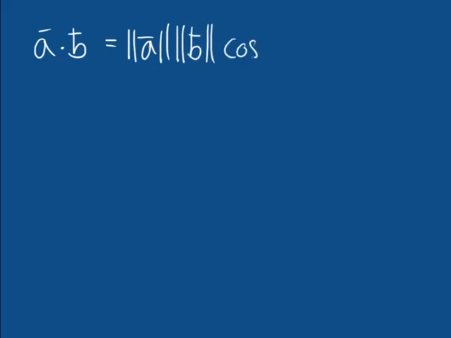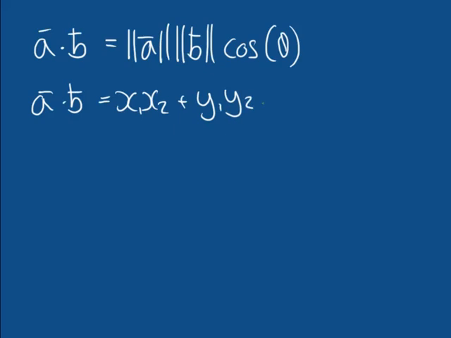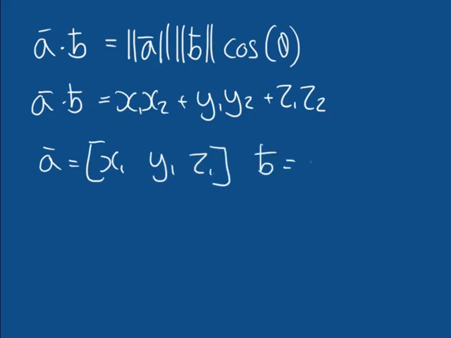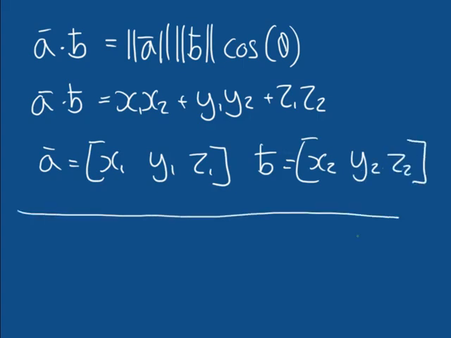So one is that a dot b is equal to the magnitude of a times the magnitude of b multiplied by the cosine of the angle between them. And the other is that a dot b is equal to x1, x2 plus y1, y2 plus z1, z2. Of course, that's if a is equal to x1, y1, z1, and b is equal to x2, y2, z2. So these are our definitions for our dot product.